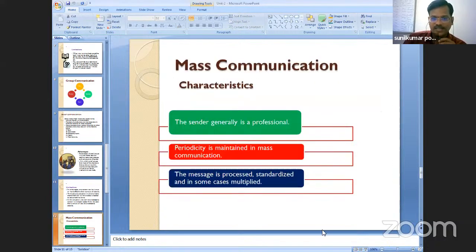Next one is mass communication. We have come to our main subject title. What are the characteristics of mass communication? For example, in day-to-day life, we are using many channels for the communication process. Can anyone say any mass communication channel? Newspaper is a mass communication.